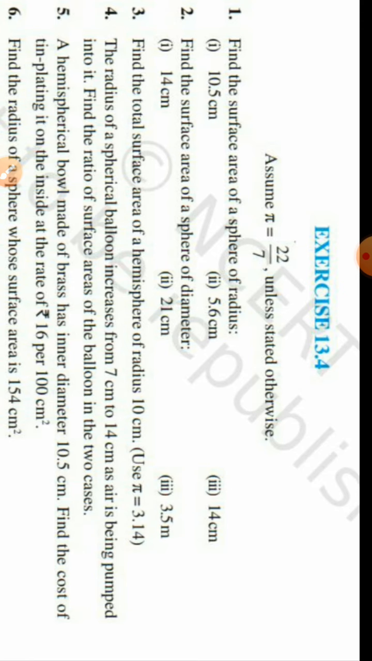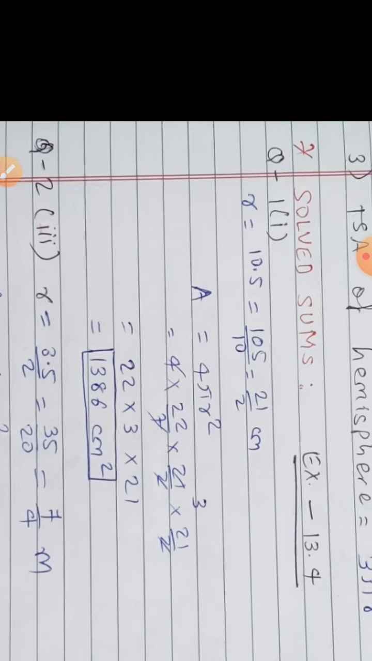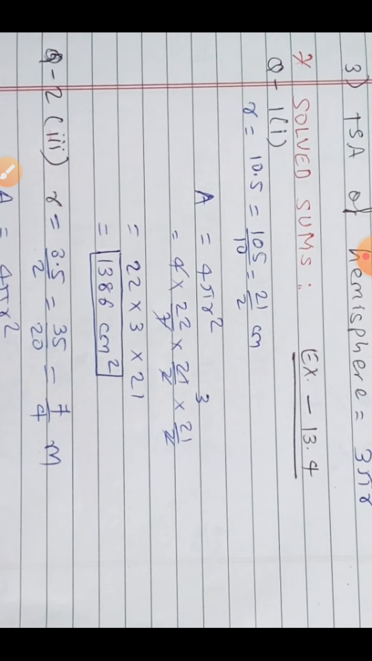Radius given is 10.5, so r equals 10.5. The point is removed, so 105 by 10, which is 21 by 2. As you know, we never use decimal form in a formula. So 21 by 2, we do not convert it again into 10.5. Don't go that round way. The value should be in simplest form.